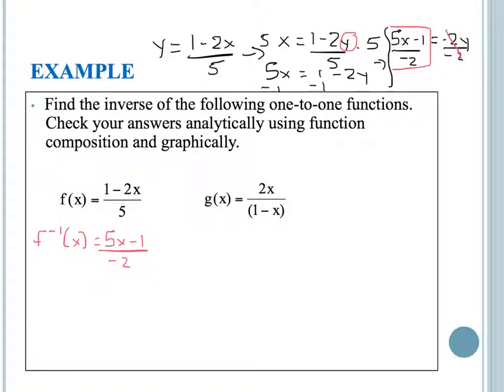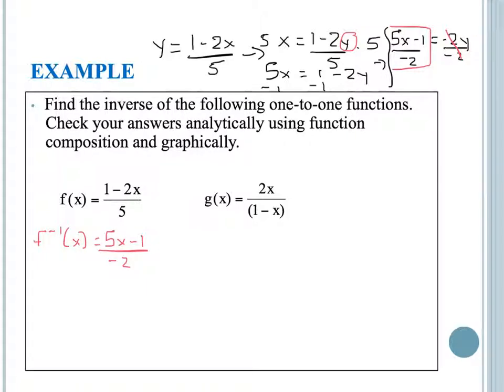So let's see if my inverse undoes what my original function is telling me to do. In my first function, the original, f of x, I divided by 5. In my inverse, I'm multiplying by 5, so that makes sense. In my original function, 1 was being added. In my inverse, 1 is being subtracted. In my original function, I have a -2x that's being multiplied, and subtracted. So right now I'm dividing in my inverse by -2. So I might not have said this all in the correct order, but everything that occurred in the original is being undone in my inverse.